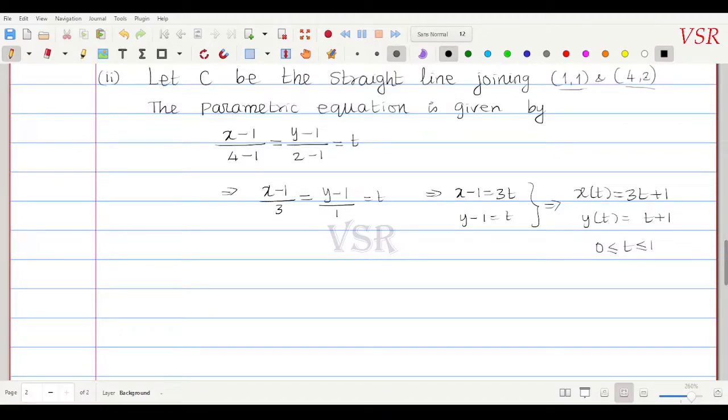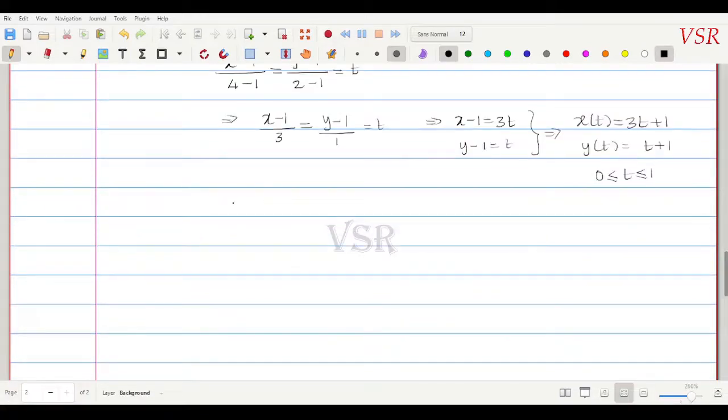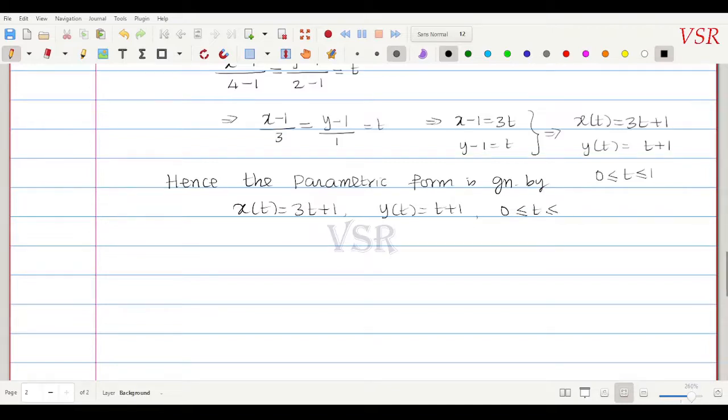So this is the parametric representation. Hence the parametric form is given by x of t equals 3t plus 1 and y of t equals t plus 1, where 0 is less than or equal to t, which is less than or equal to 1.